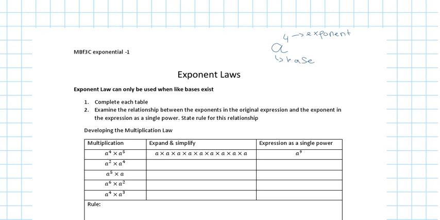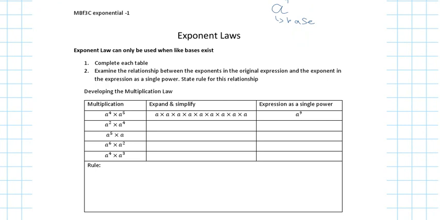Now, as you can see here, I have two terms, and both terms have the same base. Right? And I have a multiplication between them. So I have a to the power of 4 times a to the power of 5. If I'm going to expand this, a to the power of 4 means what? 4 times a. So a times a times a times a, right? That's what a to the power of 4 means.